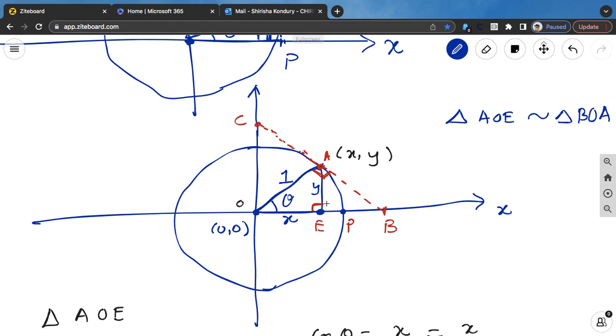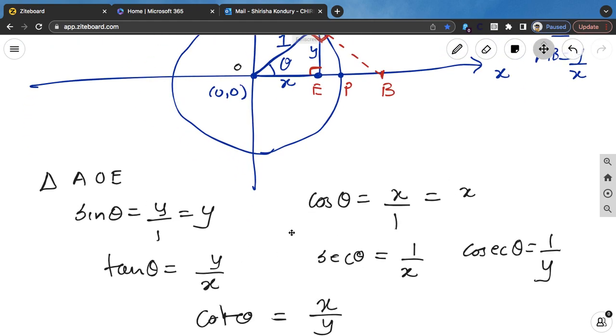So sides will be in proportion. So for theta, y upon x is like opposite side upon adjacent side. In the bigger triangle also, theta should have opposite side upon adjacent side. So AB is y by x. But what is AB? y by x was defined as tan theta.